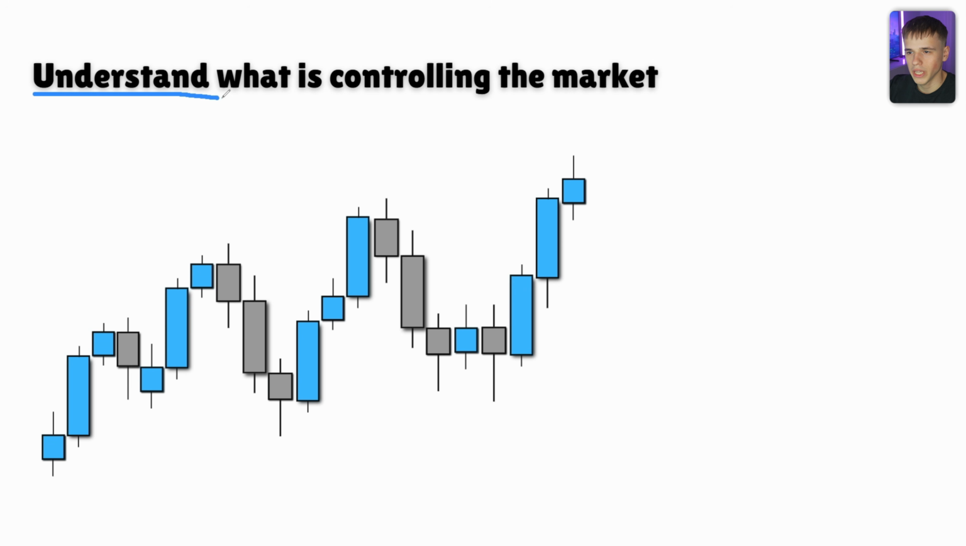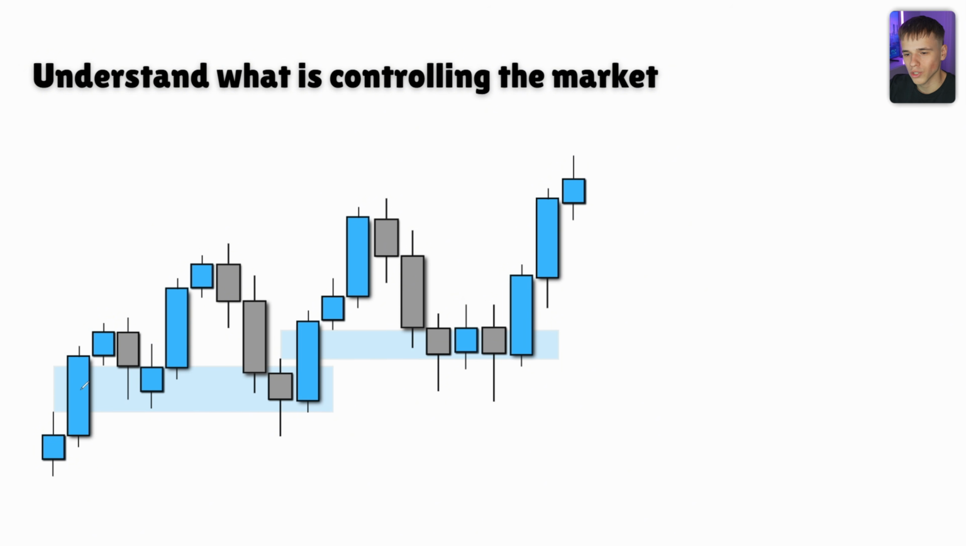So the first thing we need to understand is what is controlling the market. Not actually controlling, but we want to know what is going to show us where the market is headed. There is something that shows us where the market is headed, and it's pretty simple. The answer is imbalances, or fair value gaps. And now I'm going to give you the best and the most logical explanation of why this is so true.